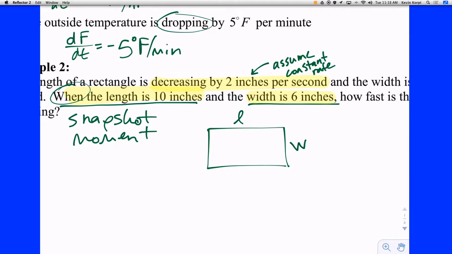Any objections to L and W for length and width? We'll let L be the length and W be the width. Now, those two are changing. In any problem, if something is changing, you want to give it a variable. That's what variables represent. If something is a constant throughout the life of the problem, then you don't need to call it a variable. But L and W are changing. And I took a picture when L was 10 and when W was 6. There's my snapshot moment, and I like to draw that in a camera.